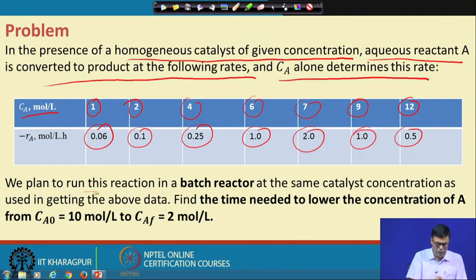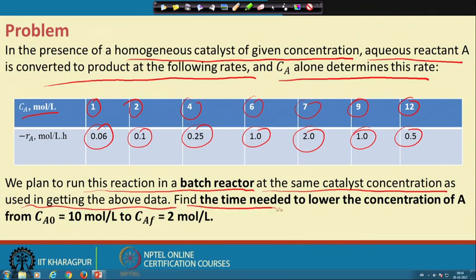We plan to run the reaction in a batch reactor at the same catalyst concentration used in getting the above data. Find the time needed to lower the concentration of A from Ca0 of 10 moles per liter to 2 moles per liter. So, this is the problem.